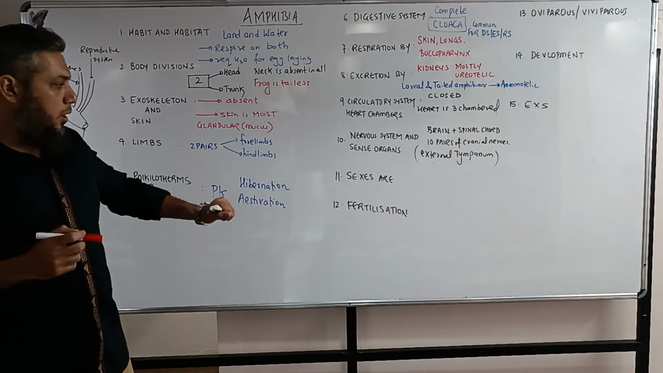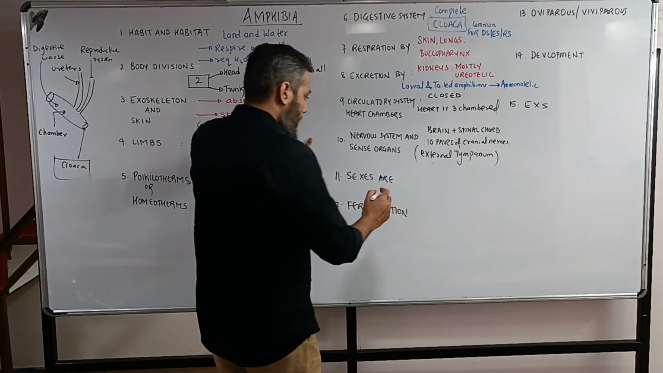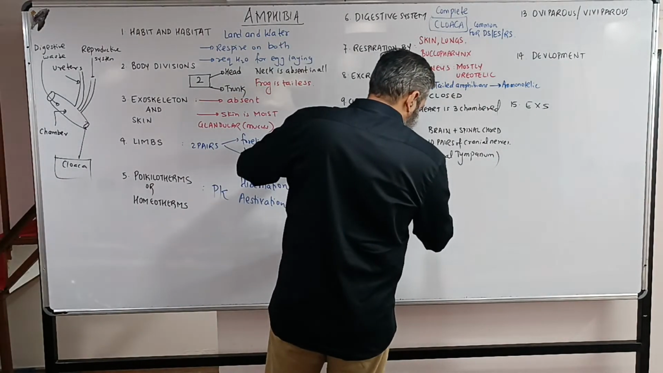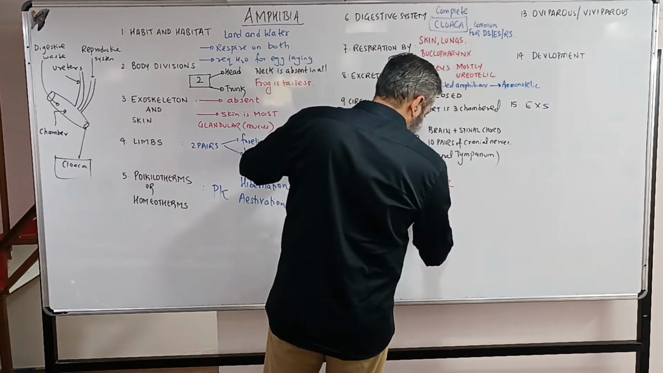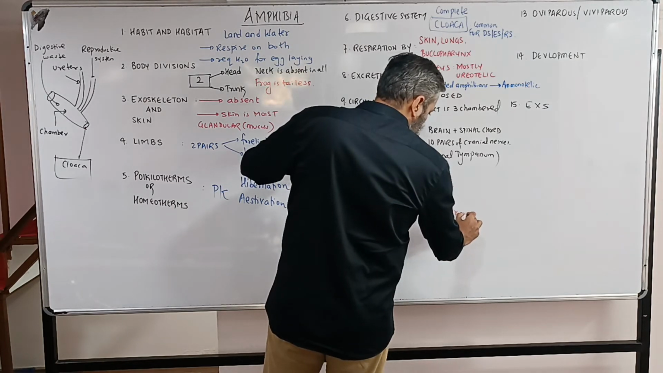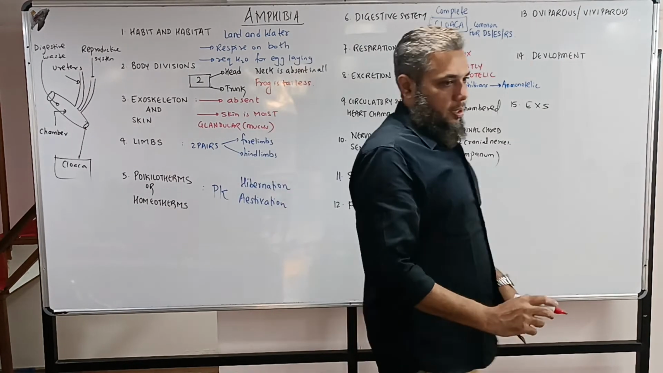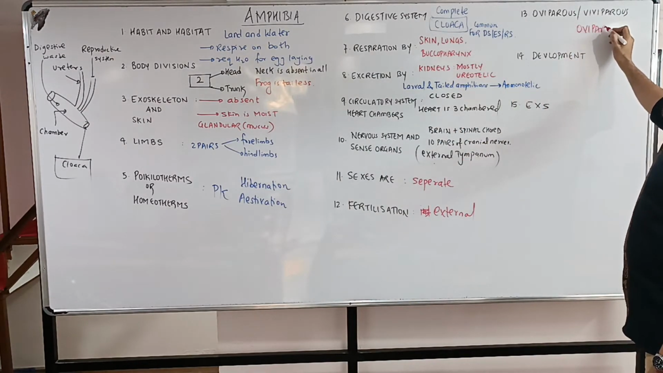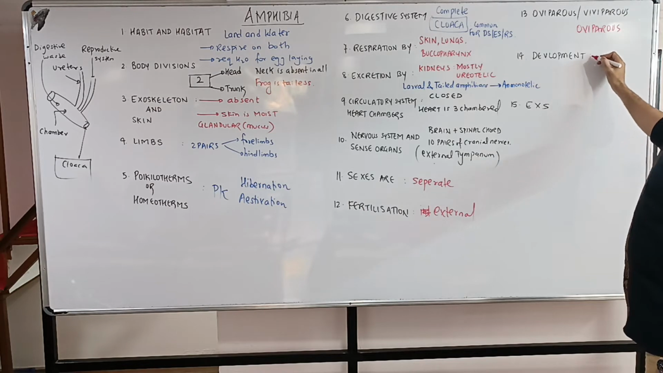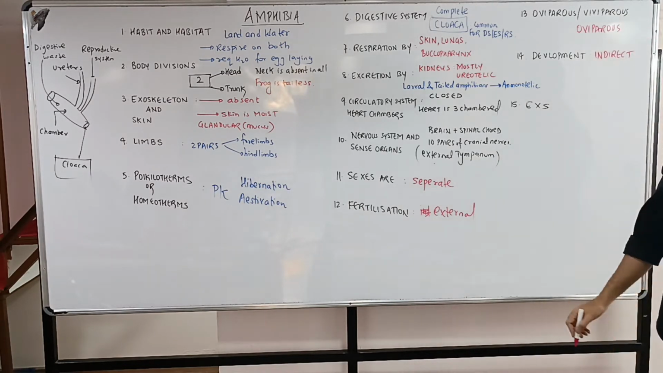Then the sexes are separate. Fertilization is in water, so it is external. Are they oviparous or viviparous? They are oviparous. Their development is through larval stages. They show indirect development. Take out the examples and see.